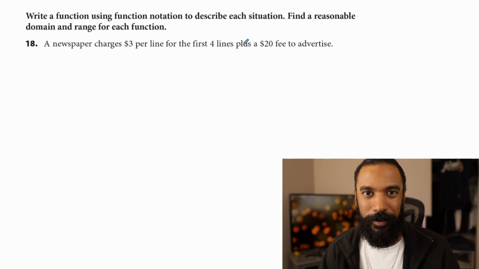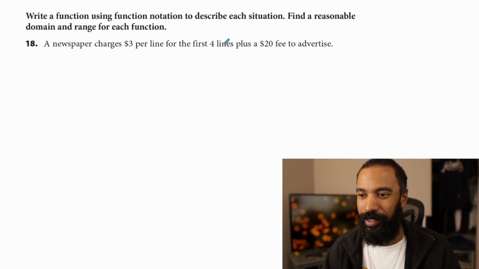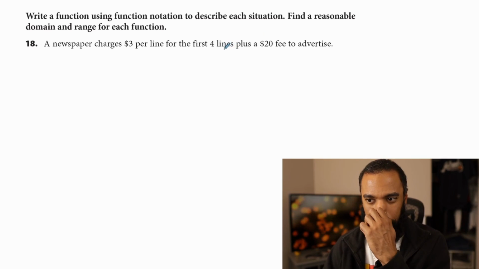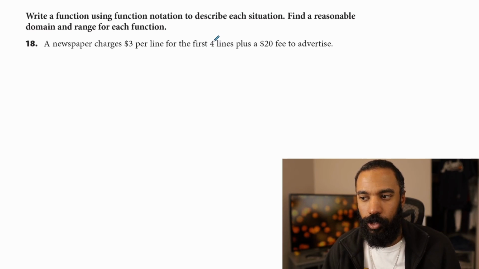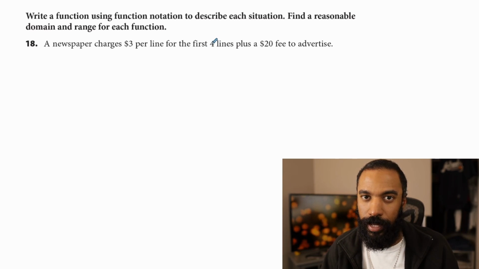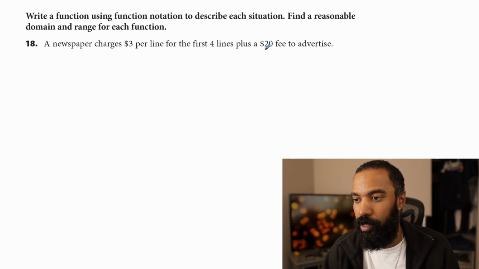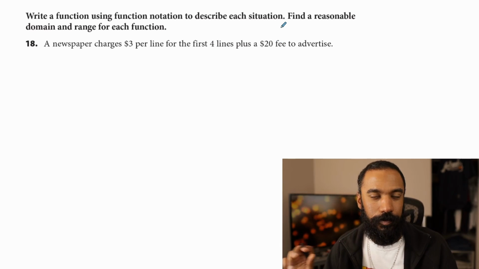You guys are like, what's a newspaper? Everything's online now. You can probably charge online somehow too.